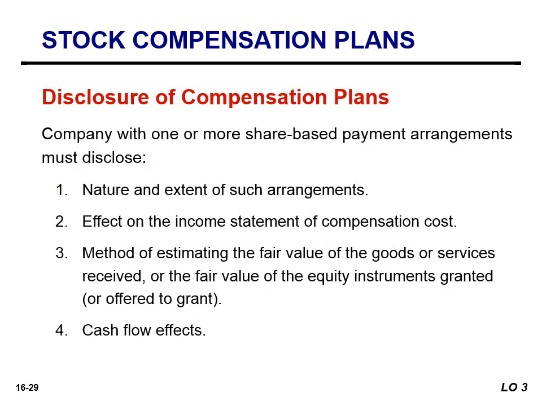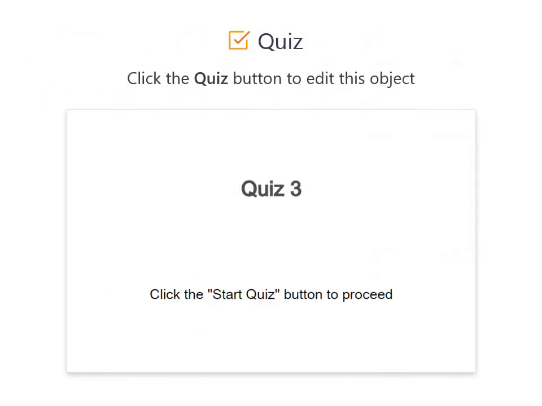Disclosures are a huge issue for stock compensation. So if companies have pretty much any share-based payment arrangements, they have to disclose the nature and extent of the arrangements, the effect on the income statement of that compensation cost, how they determined the fair value of the goods received, the services received, the fair value of the equity instruments granted, etc., and the cash flow. So if you do this, there are a lot of disclosures, make sure you have it totally detailed, vetted by the lawyers and the auditors.